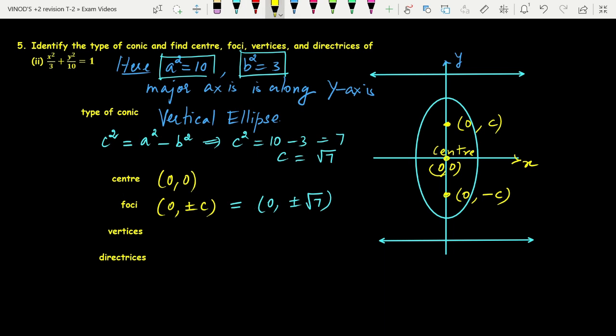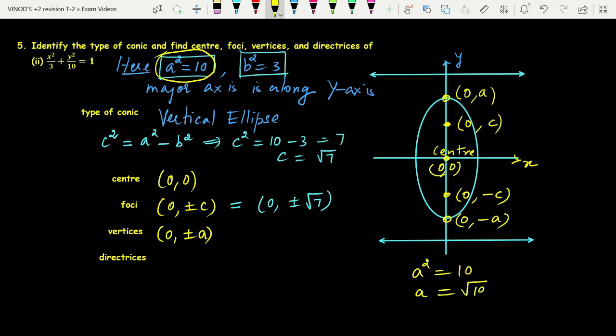Vertices. The two vertices are, one above the x-axis is 0, a. The one below the x-axis, the vertex is 0, minus a. So the vertices are 0, plus or minus a. A square is equal to 10, so a is equal to root 10. Therefore, vertices 0, plus or minus root 10.